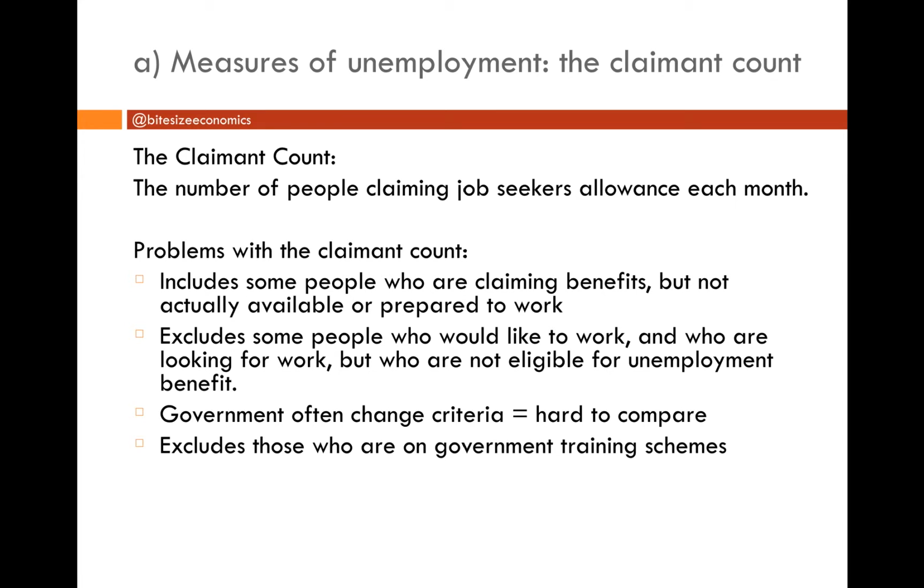Now, there are different problems associated with this method. It includes people who are claiming benefits but not actually available or prepared to work. It excludes some people who would like to work and who are looking for work but who are not eligible for unemployment benefits, so these might be women returning to work after having a baby. Also the government criteria often changes, which means it's hard to compare it to previous years or to different countries because of all the different changes that happen. And lastly, it excludes those who are on government training schemes. So technically they're unemployed, but it doesn't count them.